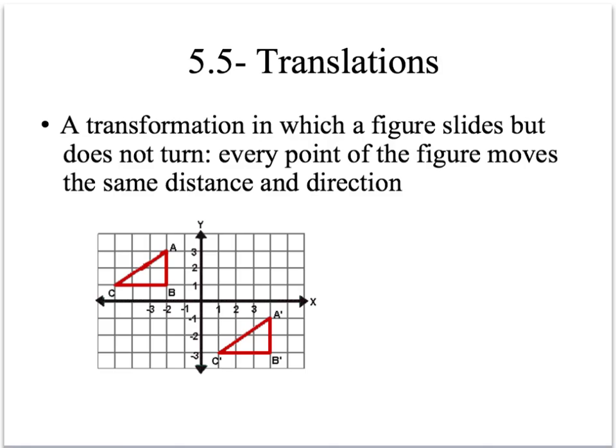We're starting the second half of Chapter 5, more on figures, but we're going to start moving them around and doing some different things with them. This is Section 5.5 on translations. A translation is a transformation in which every figure slides but does not turn. Every point of the figure moves the same distance and in the same direction.